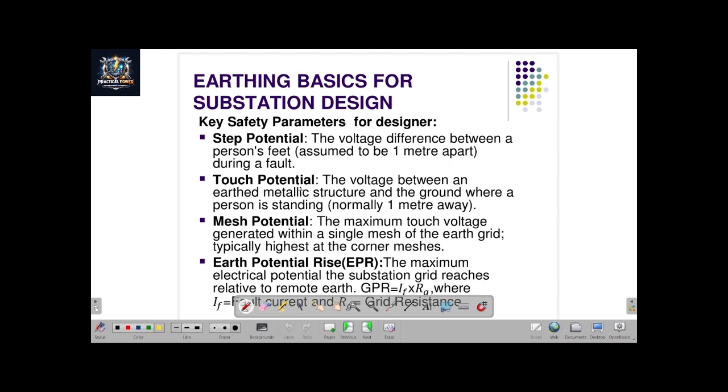Similarly, touch potential. What is the touch potential? The voltage between an earthed metallic structure and the ground where the person is standing, touching the metallic structure, while standing normally 1 meter away. Similarly, mesh potential is the maximum touch voltage generated within a single mesh of the earth grid, typically highest at the corner of the meshes, where curvature is maximum.